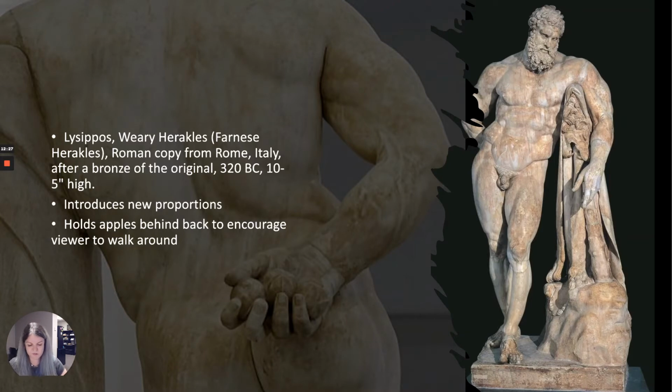The third and final really important sculptor from this period is Lysippus, and so he has some pretty famous commissions. He's commissioned to do Alexander the Great's official portrait, his official statue. And one of the things that he's quite famous for is he introduces new proportions. So we see new proportions being introduced at this time.